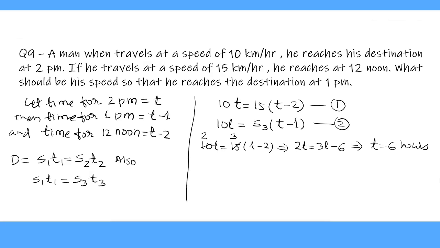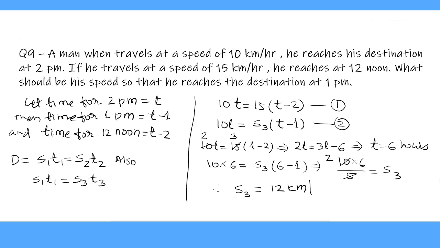If we put the value of t in equation number 2, then we get 10 into 6 equals s3 into 6 minus 1, which is equal to 5. So 10 multiplied by 6 upon 5 equals s3. We cancel 10 by 5 for 2 times. Therefore, s3 equals 6 multiplied by 2, which is 12 km per hour. So if the person moves with 12 km per hour, he will reach at 1 p.m.